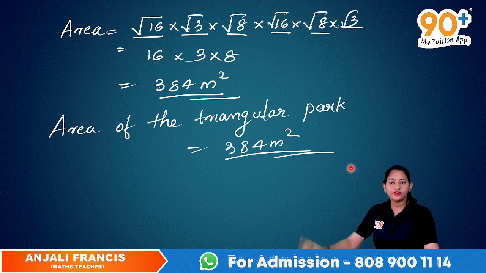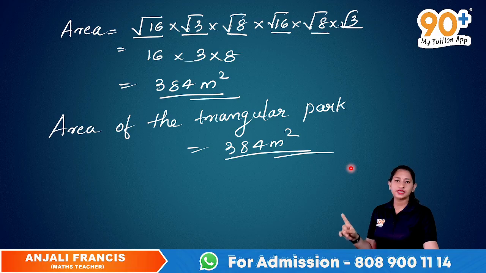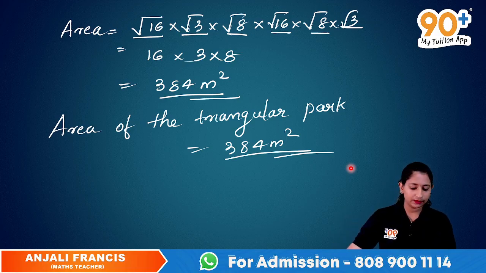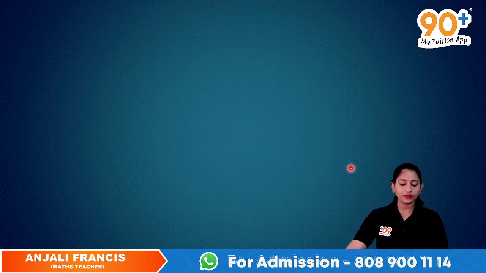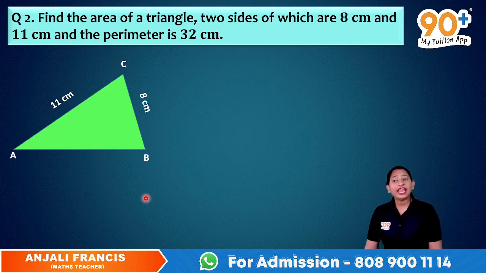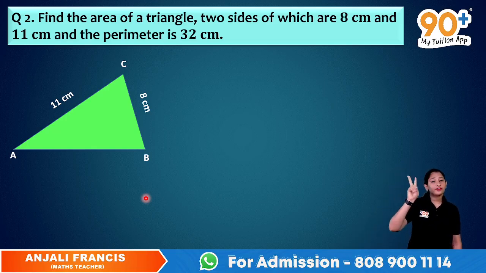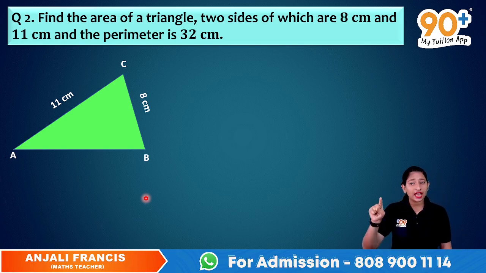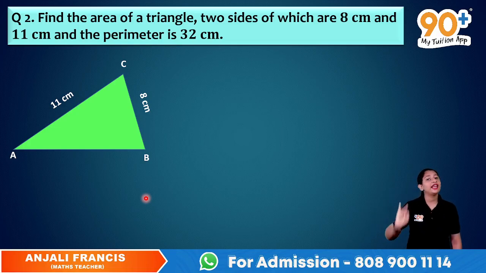Is it okay? The first question is okay for you all? Are there any doubts? No. Okay, so this is our second question: find the area of a triangle, two sides of which are 8 cm and 11 cm. What we need to find is the area, right? What is given? Two sides of which are 8 cm and 11 cm.